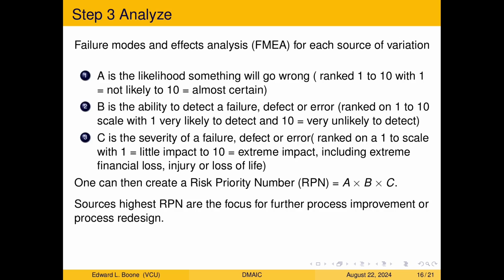C is the severity of a failure, defect, or error. Again, ranked from 1 to 10. 1 is, if it breaks, there's little impact, to 10, which is where there's an extreme impact, including extreme financial loss, injury, or loss of life. To create this risk priority number, you would multiply A times B times C. Sources that have the highest RPN are the focus for further process improvement or process redesign. So you've got all these sources of variability, you do this to it, and you go, wait, we really need to focus on this one over here, because it helps you focus in on the ones that matter.